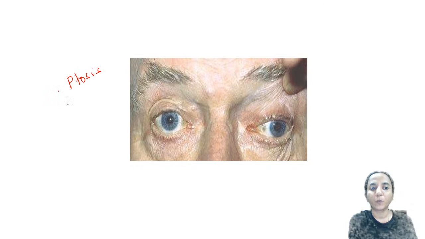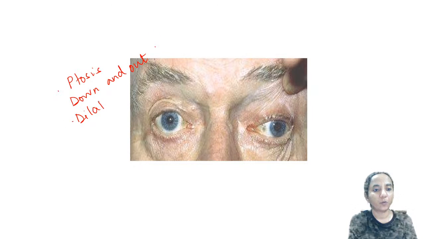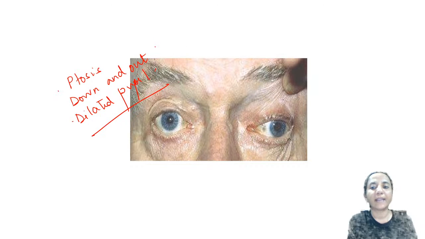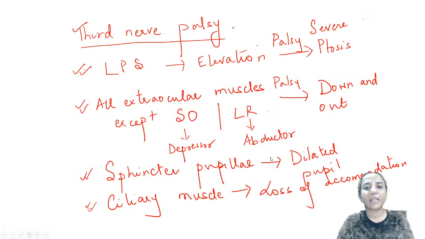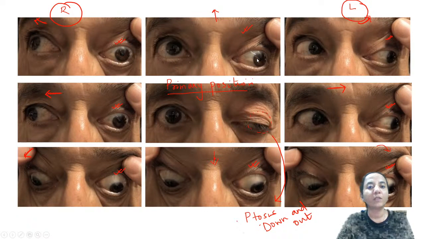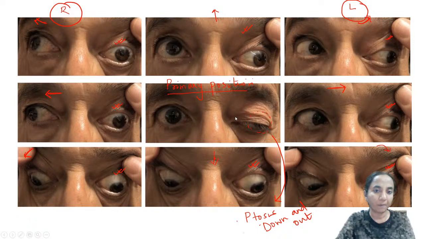We see that the position of the eye is down and out, and also you see that there is a dilated pupil. So if there is a dilated pupil, this is a pupil involving third nerve palsy. And if you have a patient where the pupil is not involved, then we are going to call it a pupil sparing third nerve palsy, right? So this is one of the questions that was asked this time in the exam.